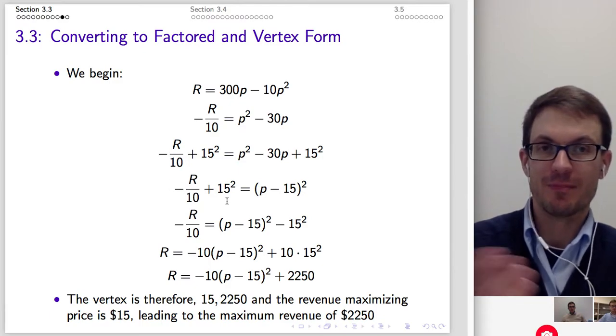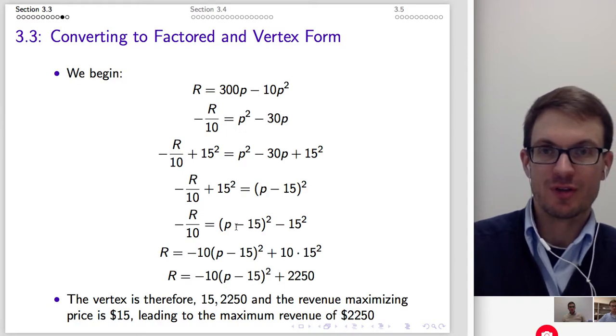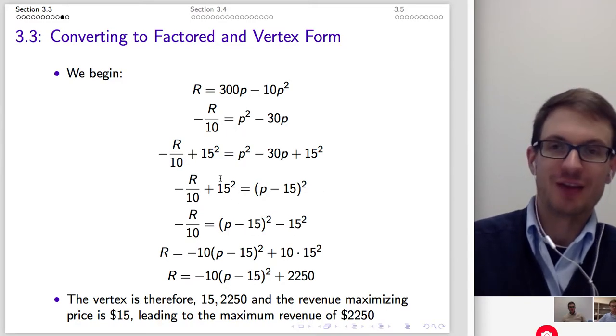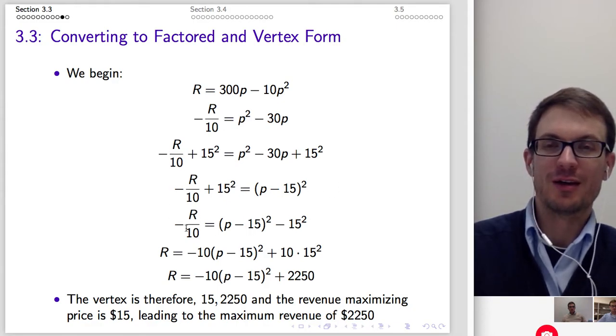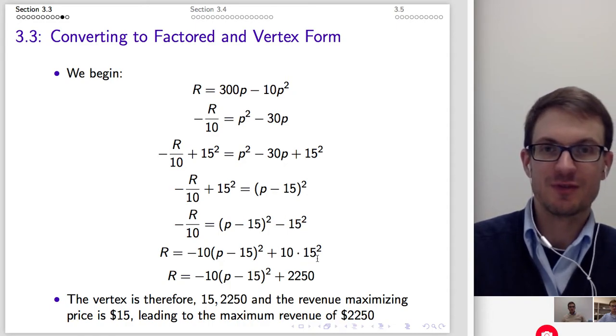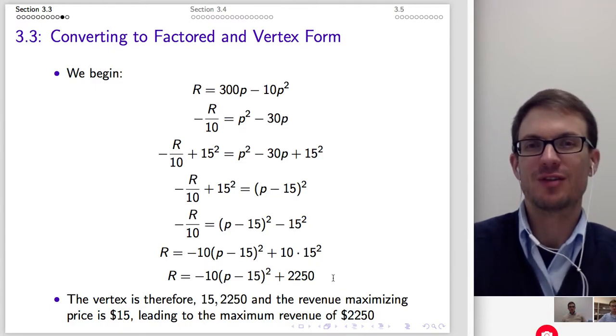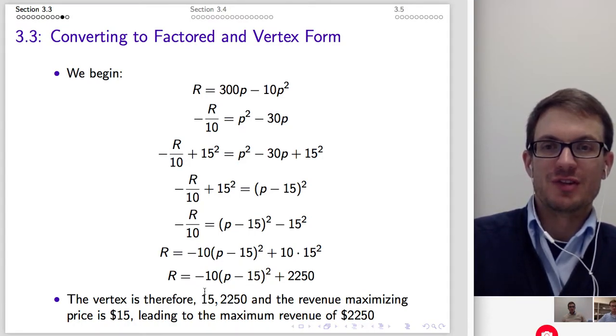All right, now I'm going to unpack this, and I'm going to solve this for r, basically. So I'm going to subtract that 15 squared from both sides, and then I'm going to multiply through by negative 10, which switches this sign, right? Negative 10 times negative 15 squared is positive 10 times 15 squared. Oh, 15 squared is 225 times 10 is 2250, right? Okay. All right, so our vertex is the point 15, comma 2250.